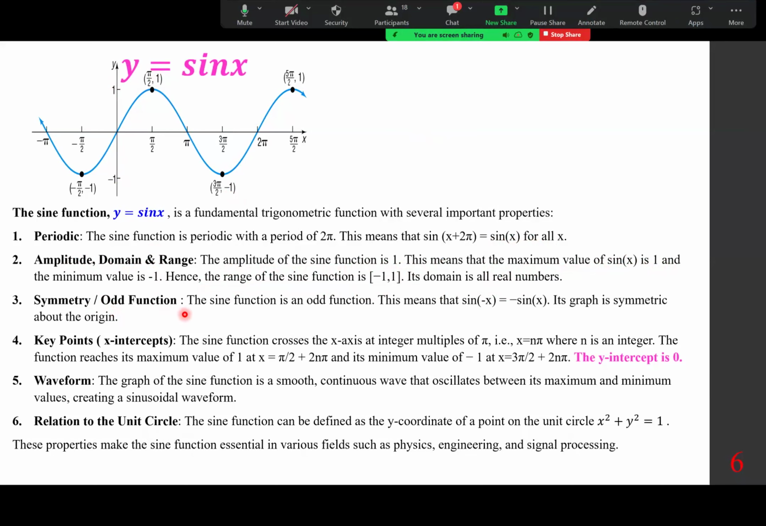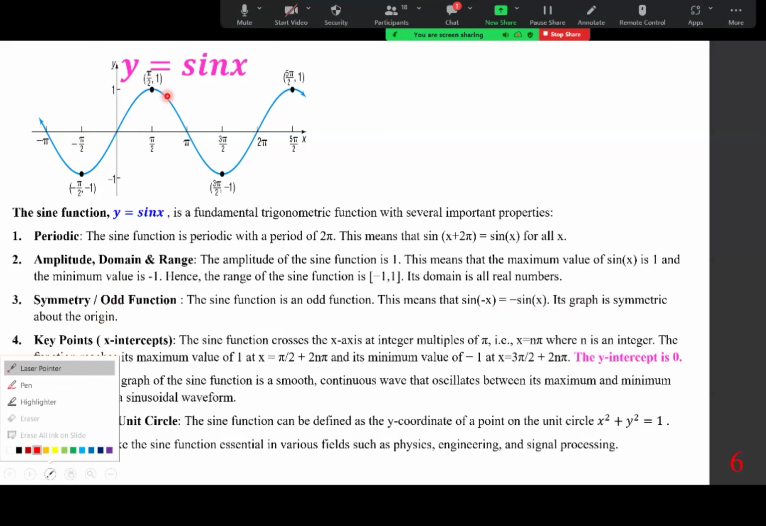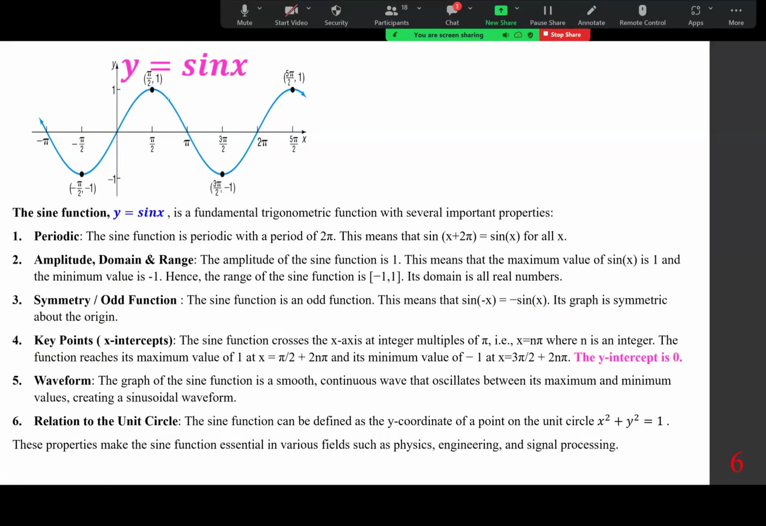Summary, symmetry and odd function. The sine function is an odd function. This means that sine of minus x is minus sine x. Its graph is symmetric about the origin. So if you pick a point, connect it to the origin, and you go the same distance, it must give you another point on the graph. That's the concept. Its graph is symmetric about the origin.